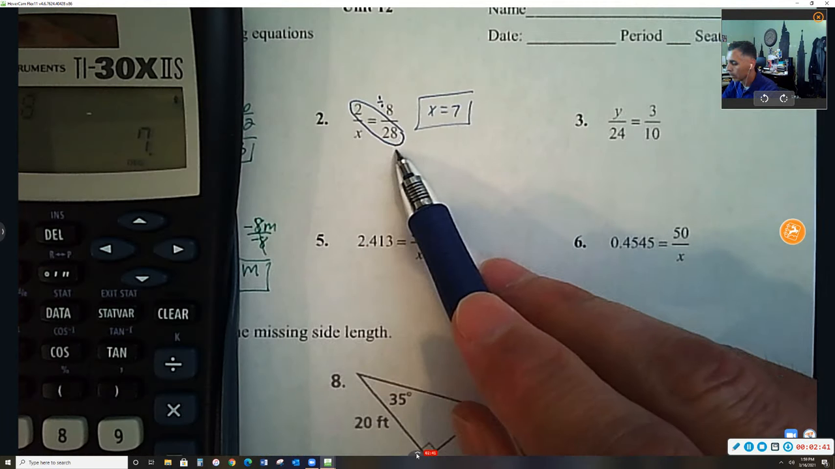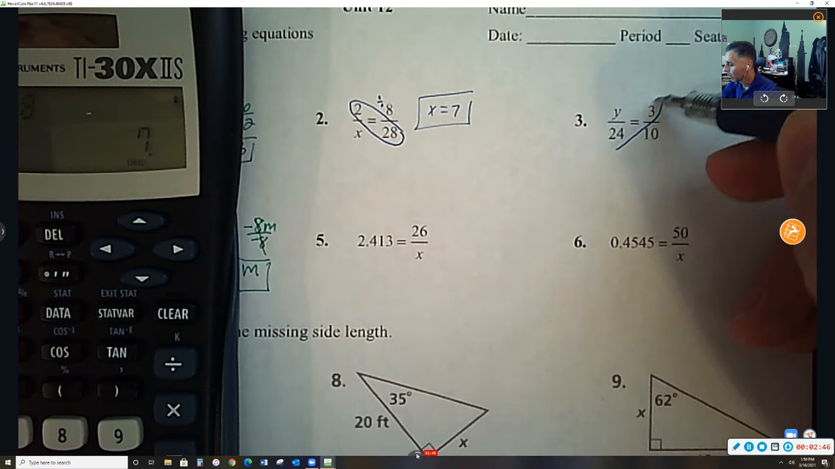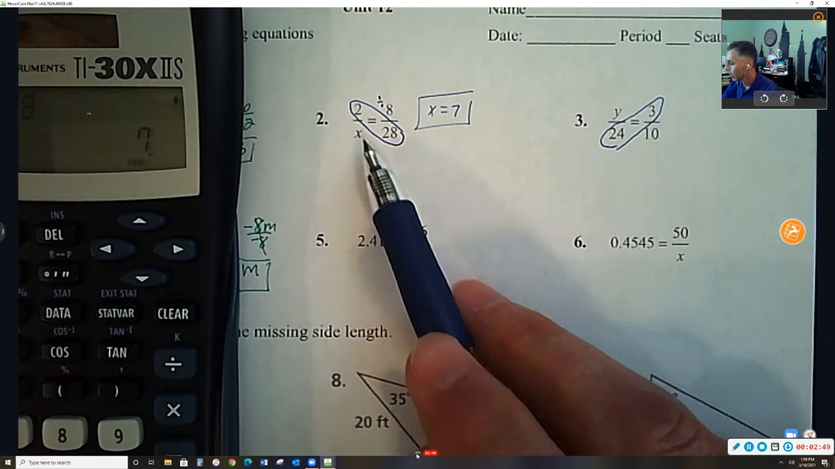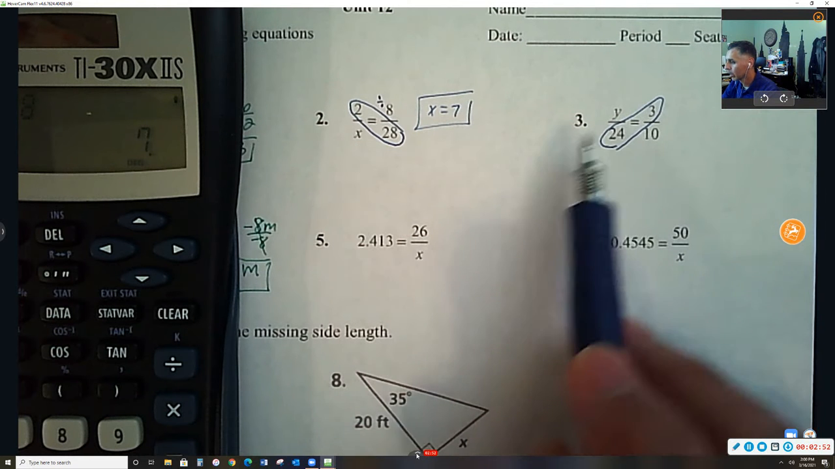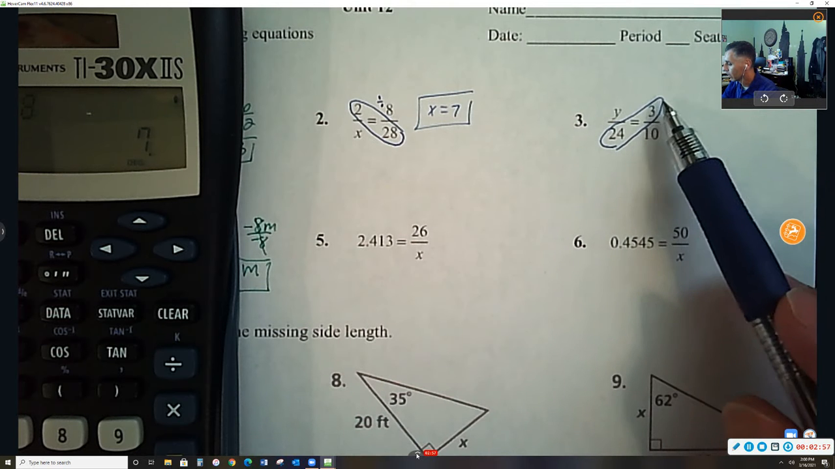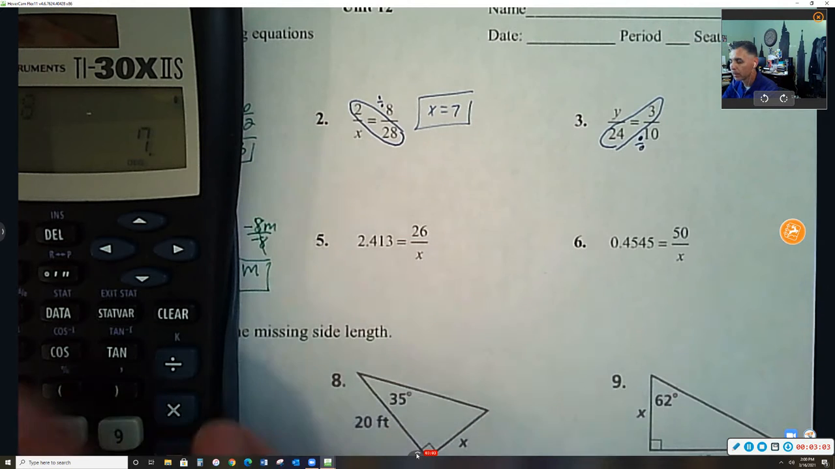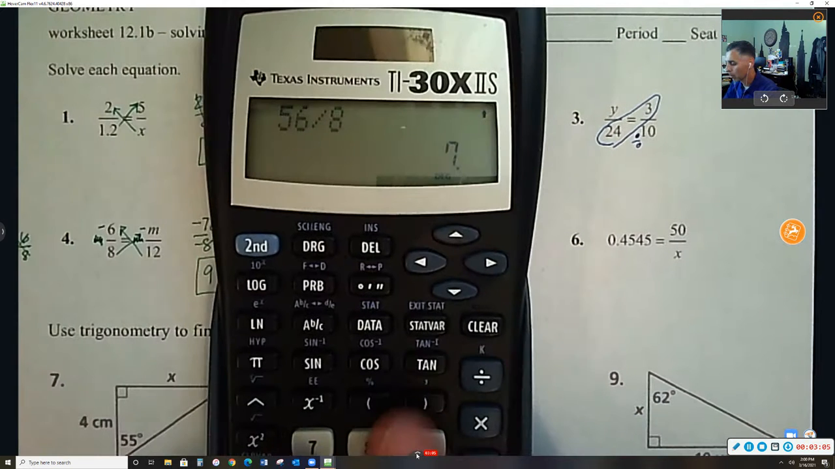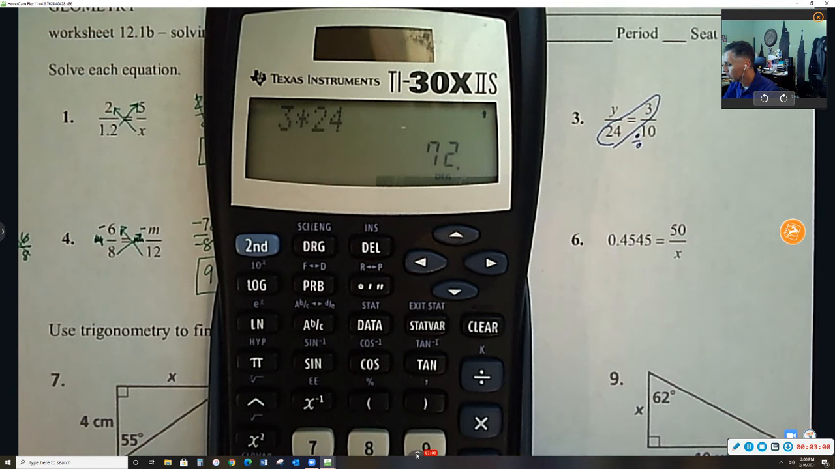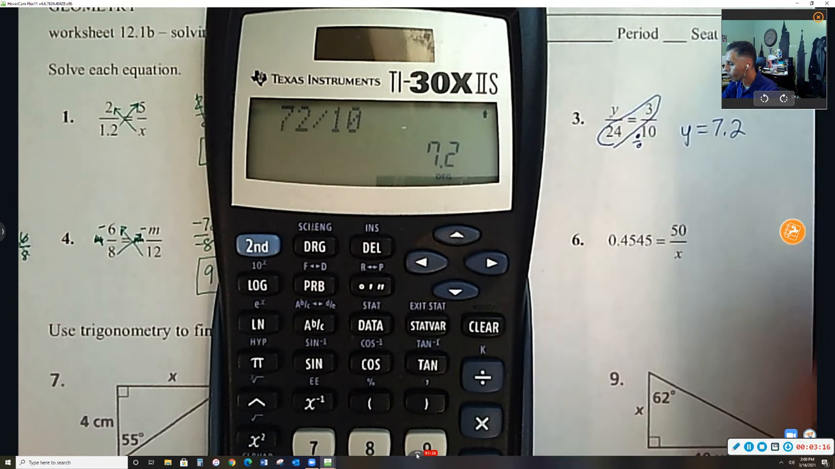So take this way. For number 3, I'm actually going to multiply in this direction. Wherever the variable is, that determines which way you multiply. You want to definitely cross multiply where there's two numbers. So I'm going to multiply 3 times 24, and then the number that's on the outside, you divide by that number. When I multiply these, 3 times 24, you get 72, and then 72 divided by 10. So that's 7.2.